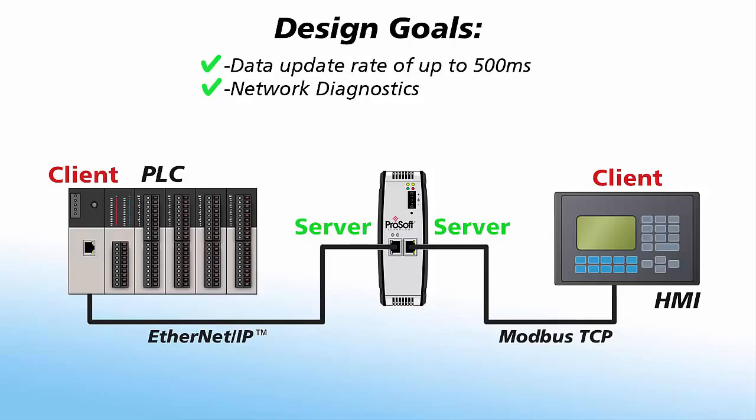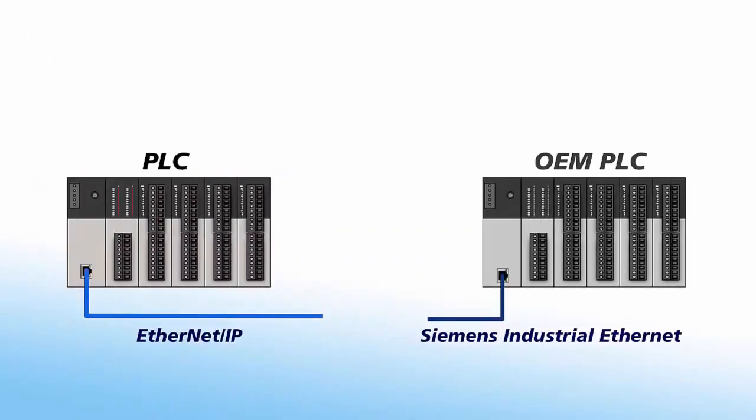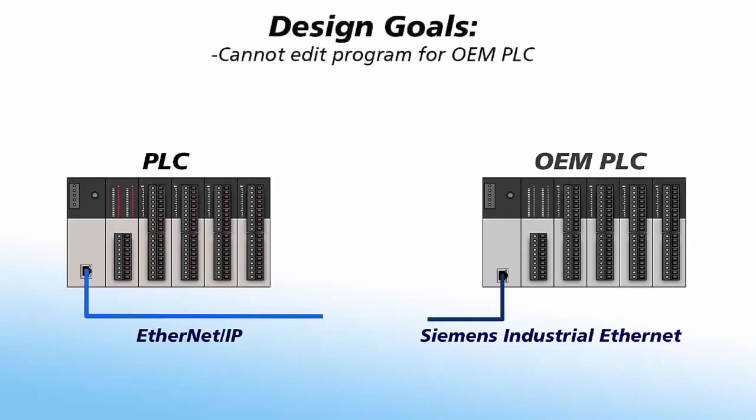Having our gateway acting as a server and the PLC as a client, however, requires that you make changes to the PLC program code. For our next example, we'll take a look at a PLC that talks Ethernet IP that needs to communicate with an OEM's PLC that talks Siemens Industrial Ethernet. In this example, we do not want to edit the program on the OEM PLC.